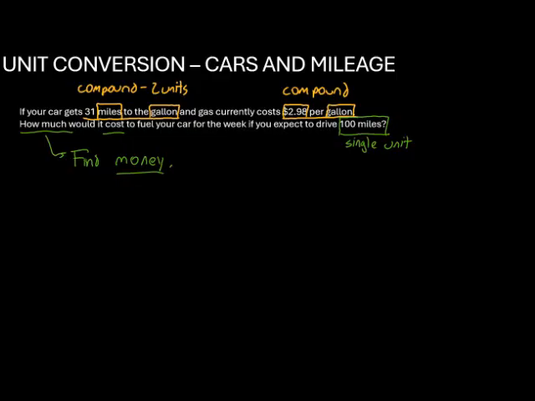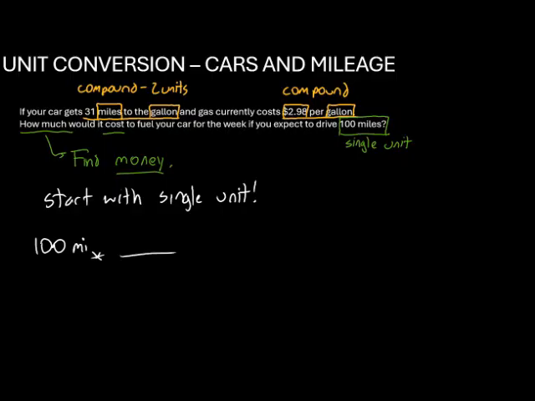When you're doing a conversion that might include multiple compound units, it's best to start with the single unit, not with one of the compound units. Therefore, we'll start by writing 100 miles. We'll multiply this by some kind of fraction. Now, let's write out what else we know.